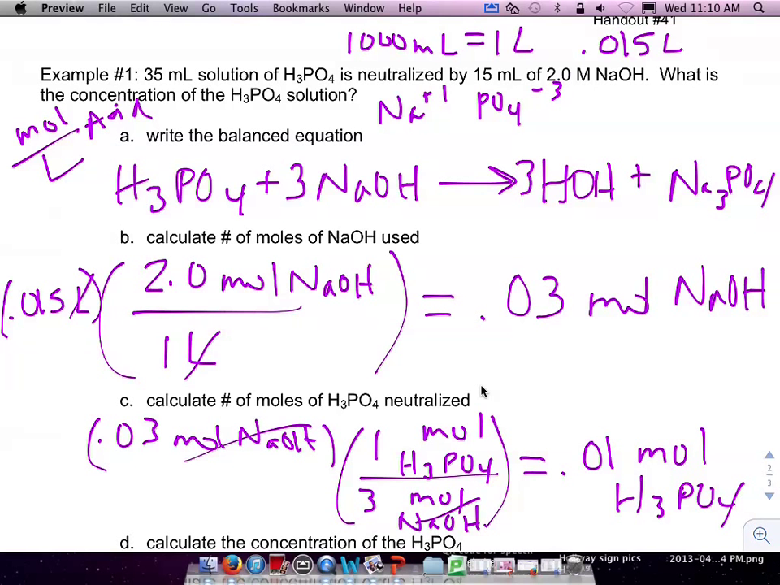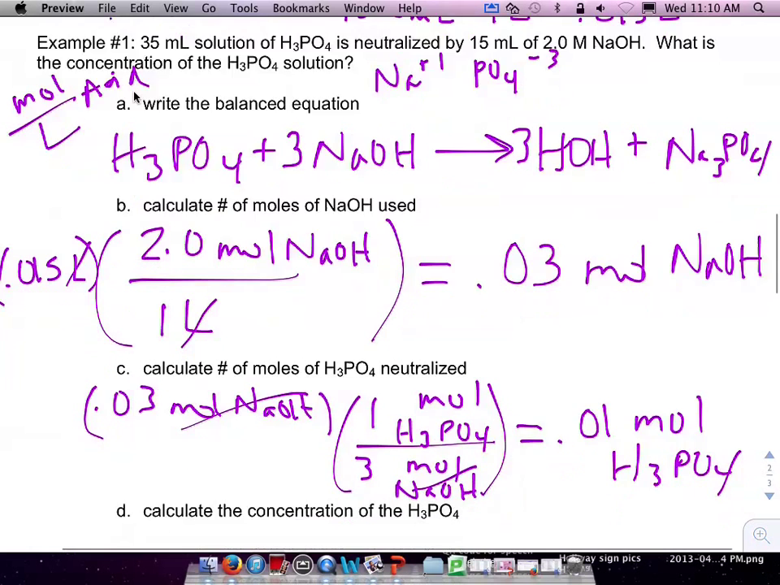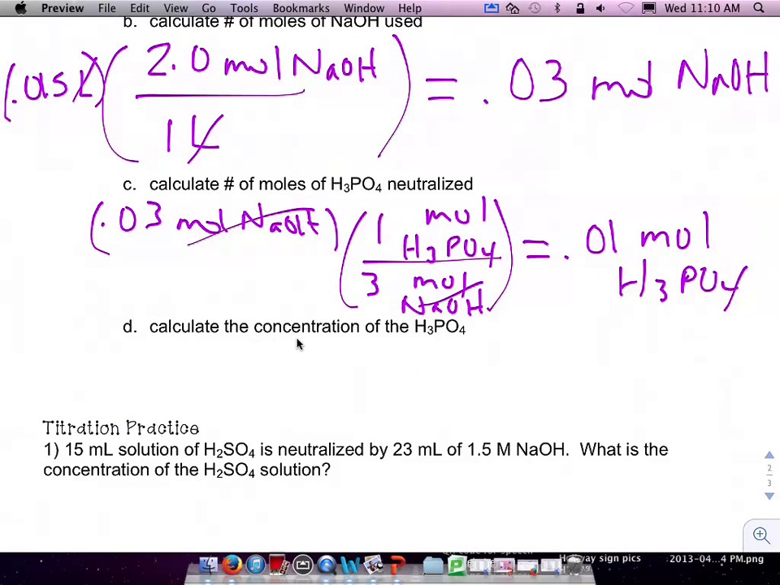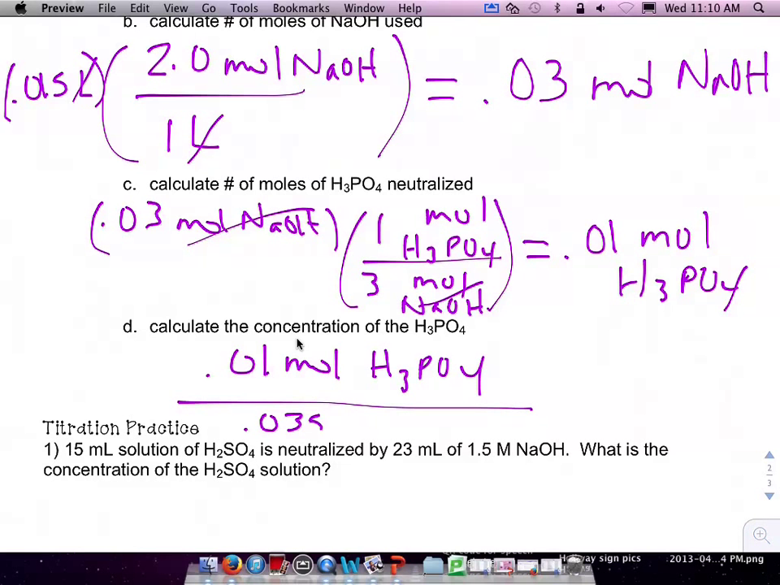Oh, liters went away up here. So now look, I'm really close. Moles of acid, I just figured that out. Liters of acid, I can figure that out because I know I have 35 milliliters of my acid. Using this same conversion, I just have to move the decimal 3 spots. So that's really 0.035 liters of acid. Now I've got moles of acid and liters of acid, so I'm ready to solve my problem, trying to find concentration. I put 0.01 moles of H3PO4 on the top, divided by 0.035 liters of my H3PO4 on the bottom.